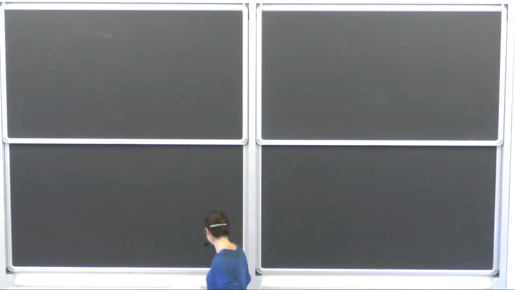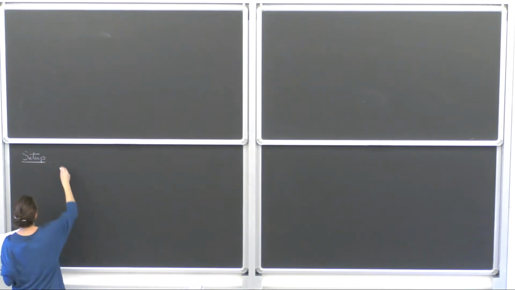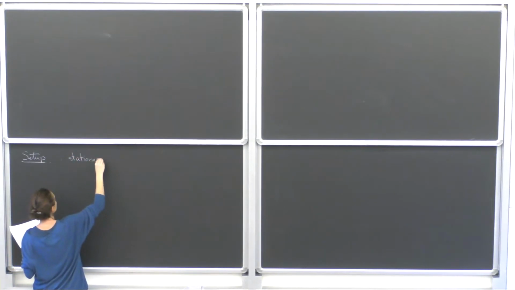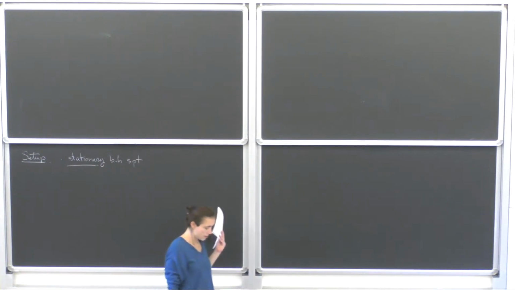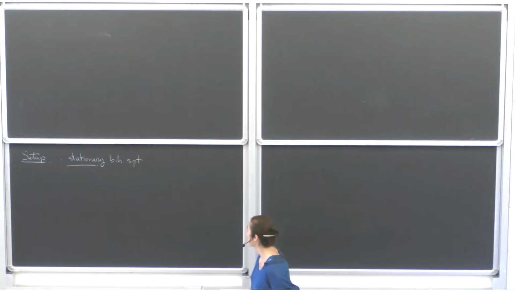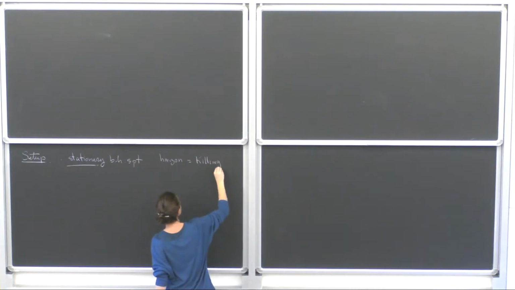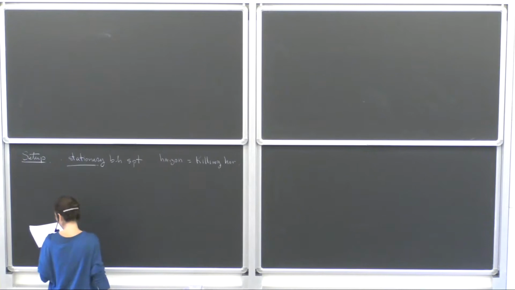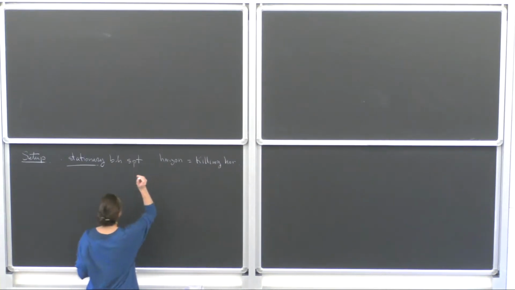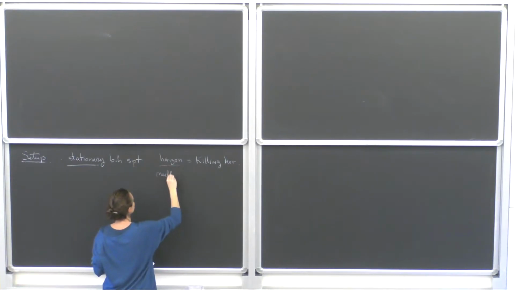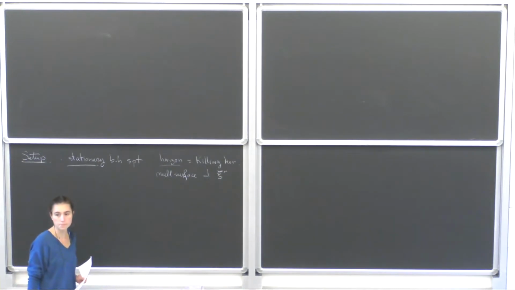So let's discuss the setup. We want to consider a stationary black hole spacetime. In this case, it has been shown via various methods that the horizon must be a Killing horizon. It's some sort of null surface. Being a horizon, it's a null surface to which a Killing vector is perpendicular. So that's the definition.